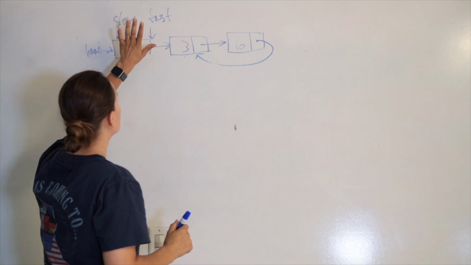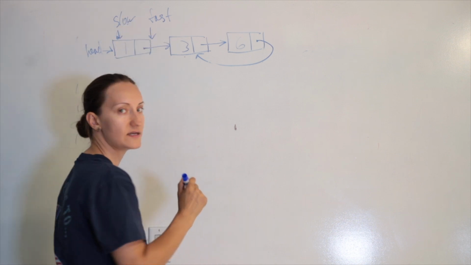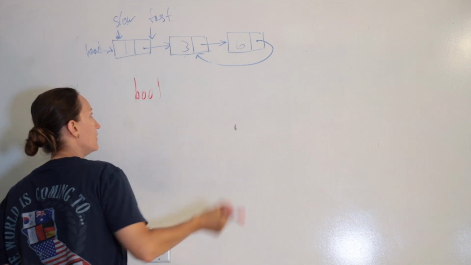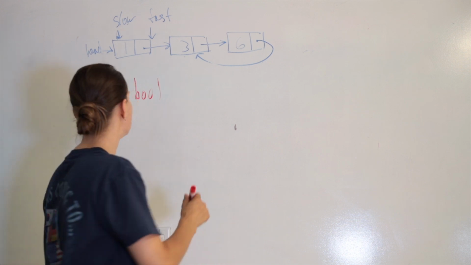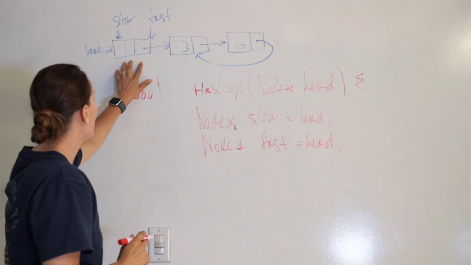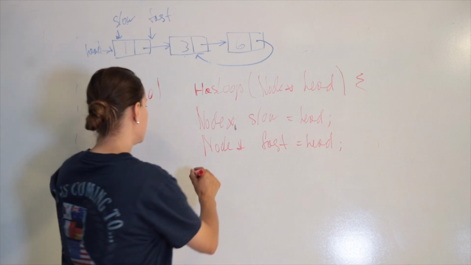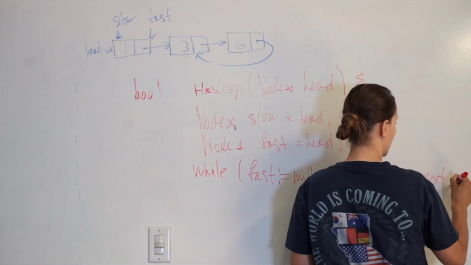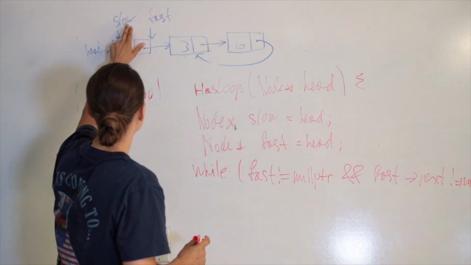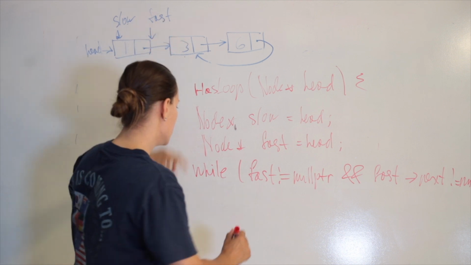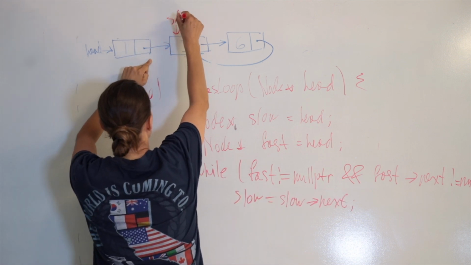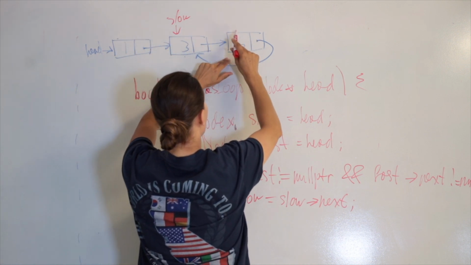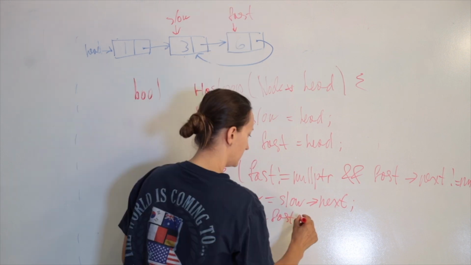For this function we will need two pointers, fast and slow. First we will return true or false, whether or not our list contains a loop. Let's create two pointers. We will move both pointers while slow is not equal to null pointer, and fast next is not equal to null pointer. We will move slow to the next node. We will move the slow pointer here, and we will move the fast pointer one node ahead. Fast next.